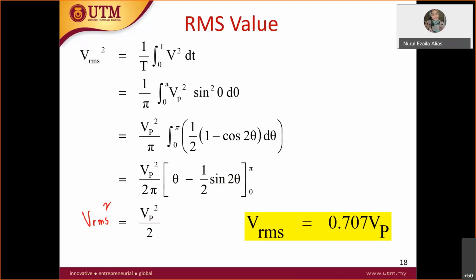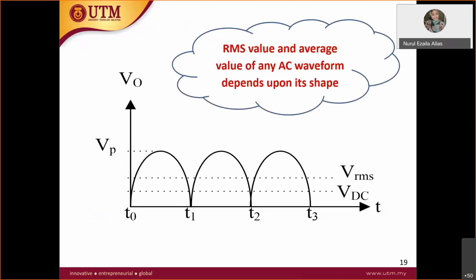You might want to know the location of V peak, VRMS, and VDC. This is how it looks. The V peak is at the maximum point of your rectified signal. VDC is somewhere below the VRMS. VRMS is here. So VDC is actually the real value of the voltage.